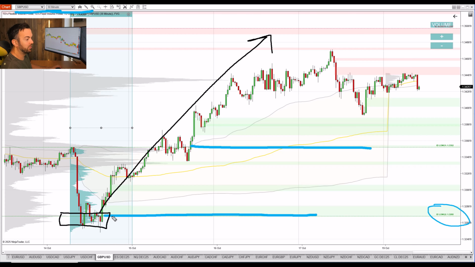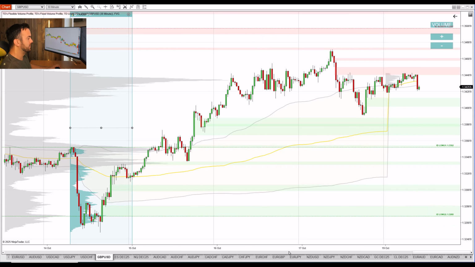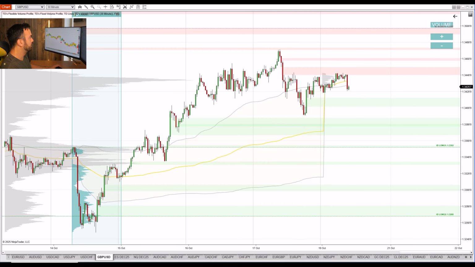So again, this is an important place for buyers because they were active here before, and if the price makes it back to this level, it's likely that they'll become active again and push the price upwards, right? This place was important for them. Now, let me talk about the second long.